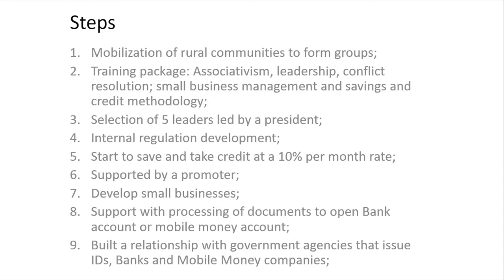At the end of this training, it is normally a 3-day training. That's when the group, all the participants, form into a group. And at that point, they give themselves a name for their group, and they start to work on internal regulations, how they will be governed. They have a small statute. They start to save. And until now, our credit rate, or what is called the interest, is 10% per month.